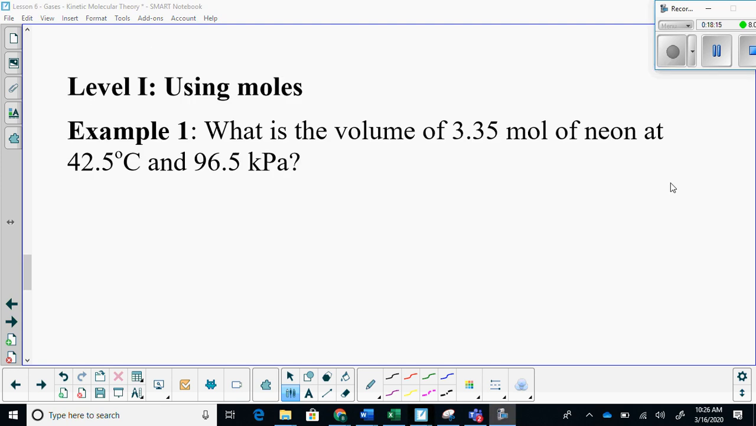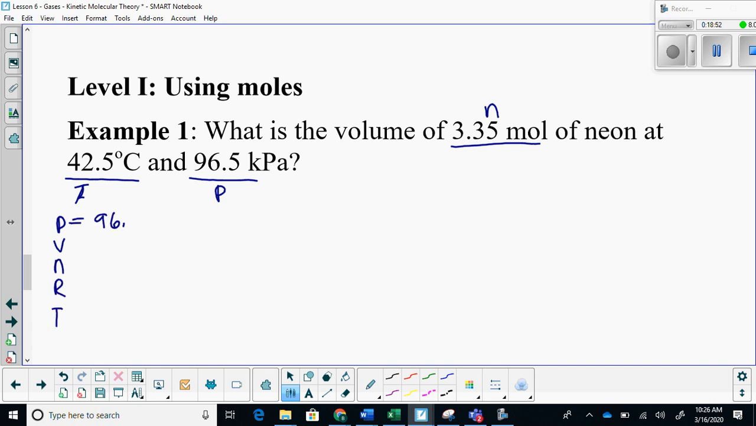Okay, let's do an example of using the ideal gas law. Right off the bat, we know that when you're using ideal gas law, there are no longer any initial or final conditions in these problems. Okay, so what is the volume of 3.35 moles, that's going to represent n, of neon at 42.5 degrees Celsius and 96.5 kilopascals. Okay, so P, V, n, R, T. P is 96.5 kPa. V is what we are looking for. n is 3.35 moles.